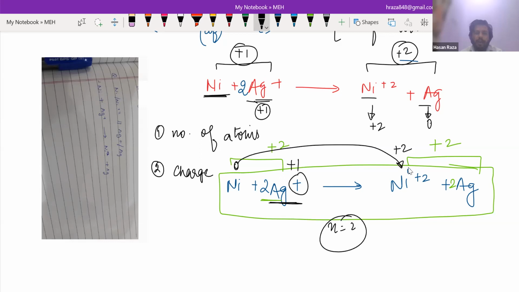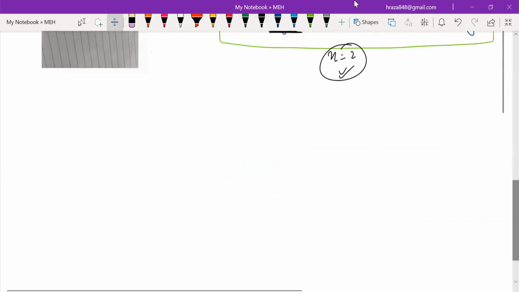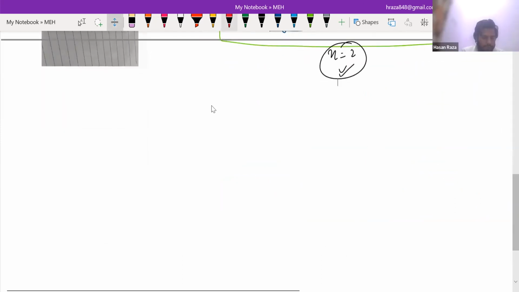It is plus 1 and here it is 0. So plus 1 to 0, that means it gained 1 electron. But there is 2 Ag. For 1 Ag, you have 1 electron gained, right? But there is 2 Ag. That means the number of electrons gained is 2 and that's why n is equal to 2. Are you getting my point? Yes, sir.